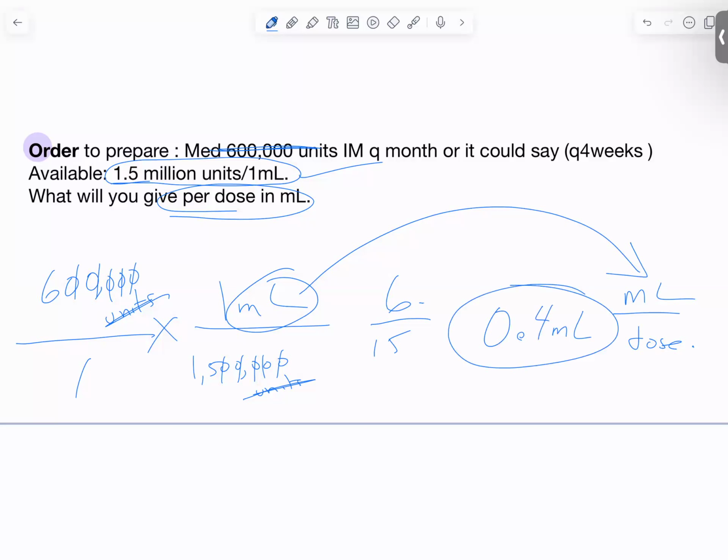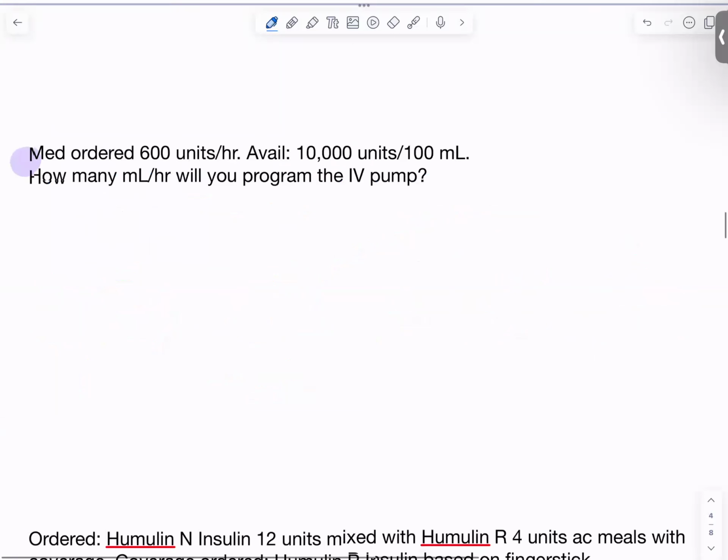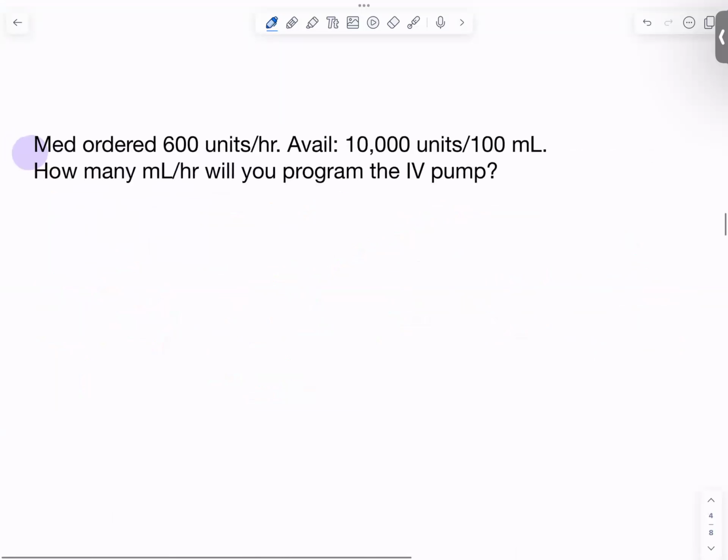Beautiful. All right. Here's another. Know this math. All right. Very good. So the doctor ordered 600 units an hour. This is probably heparin. And we know that's a powerful blood thinner, so we're not going to mess with that. We're going to get this calculation right.